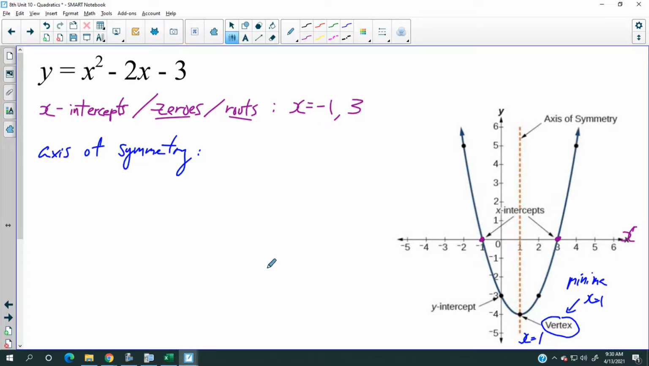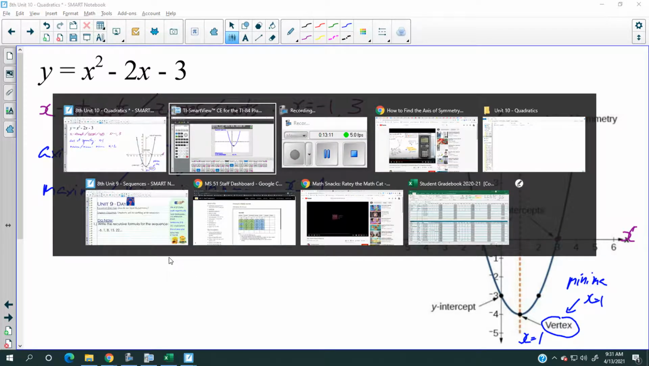So what's our axis of symmetry? X equals 1, okay? What is our maxima or minima? We have a minima where x is equal to 1. That's it, same thing, okay? What else do I have to go off on? That's it, actually, because we covered those 3 things. Yeah, all right, now let's go practice then.